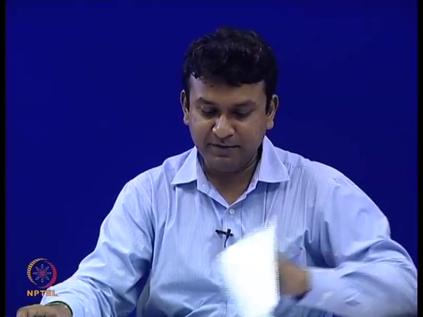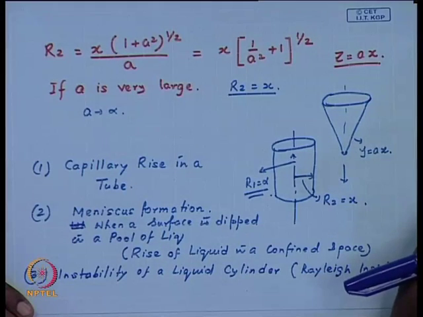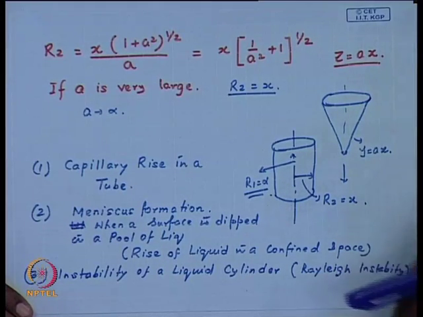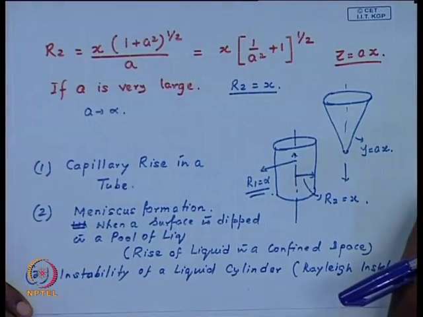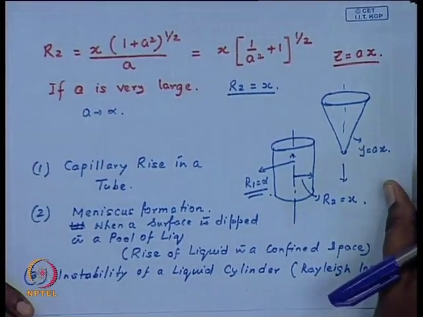Welcome back. As we said in the concluding minutes of the previous lecture, we will take up three particular settings or examples: the capillary rise in a tube, the meniscus formation when a surface is dipped in a pool of liquid, that is, rise of liquid in a confined space, and instability of a liquid cylinder, that is, Rayleigh instability. So, capillary rise.